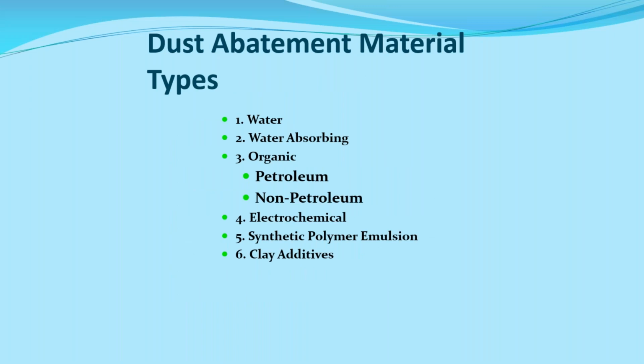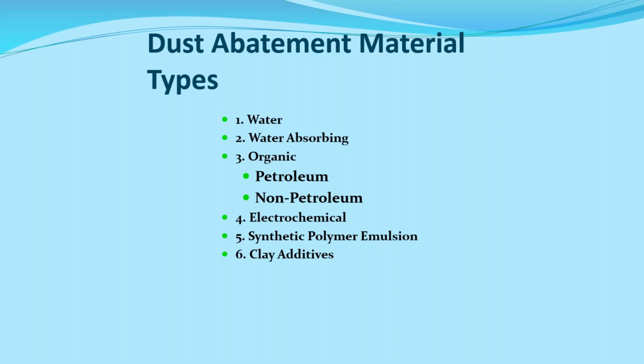So when we take a look at stabilizers, there's 5 generic families of stabilizers. Water. Water is the oldest, and we'll talk about water here in just a moment. Then there's what they call water absorbing chemicals. Those are your salts, and we'll talk about those salts here in a little bit. Then of course there's organic, and under the organic area there's petroleum-based organics, and then there's non-petroleum based organics.